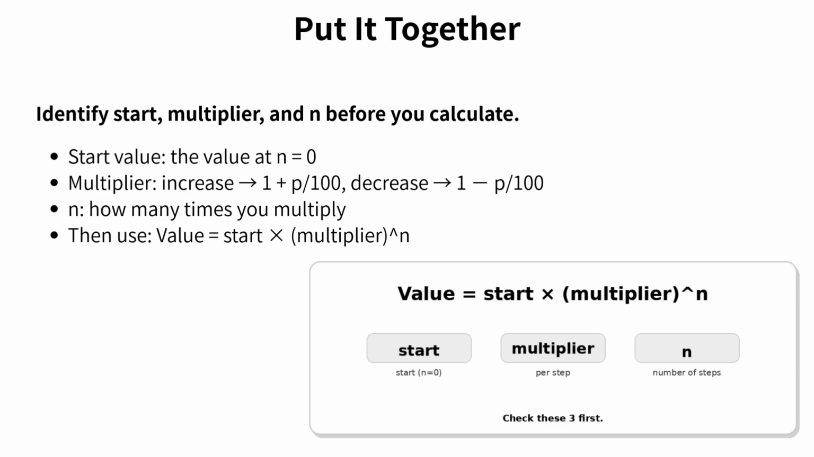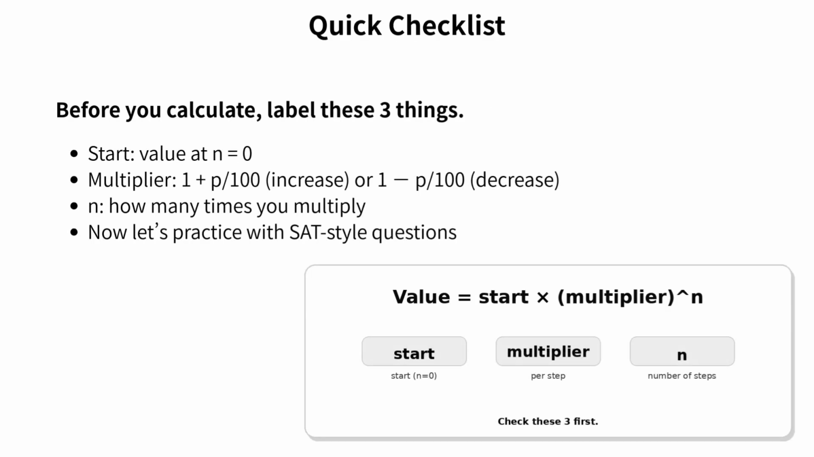So don't rush into calculations. On the SAT, the fastest path is to pause, label start, multiplier, and n, and then plug them into the formula. First, identify the start value, the value at n equals 0. Second, identify the multiplier. If it's an increase, it's 1 plus p over 100. If it's a decrease, it's 1 minus p over 100. Third, identify n, the number of steps, how many times you multiply. If you label those 3 pieces first, the equation becomes automatic. Value equals start times multiplier to the power n.